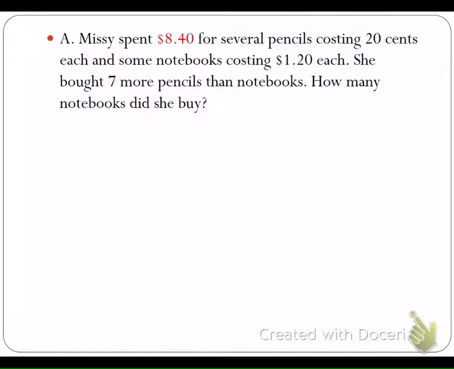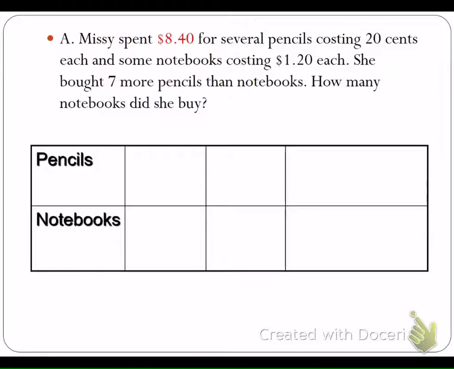So this says Missy spent $8.40 for several pencils costing 20 cents each and some notebooks costing $1.20 each. She bought 7 more pencils than notebooks. How many notebooks did she buy? So we are going to set up a chart. The top line of our chart will be all about pencils. The bottom will be all about notebooks. And this is basically just a way to help organize the information so that we can write an equation.